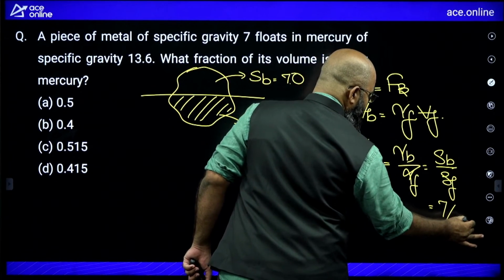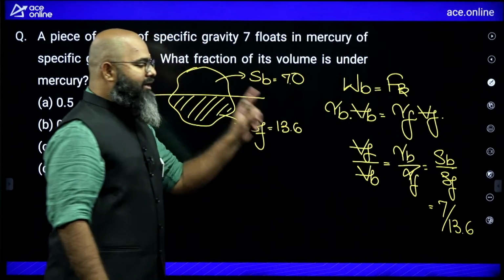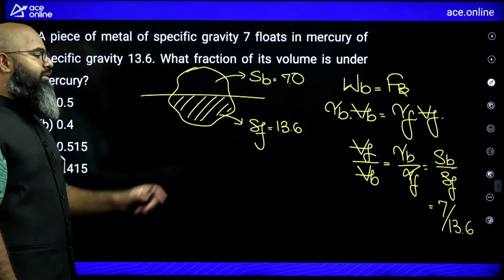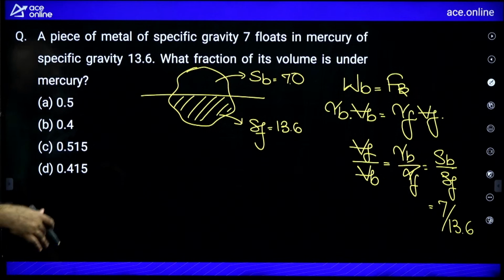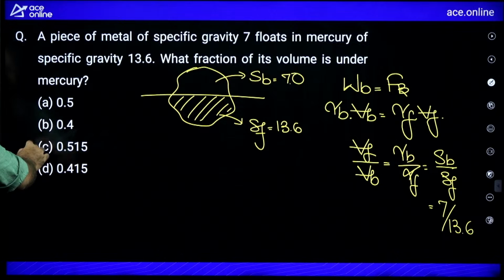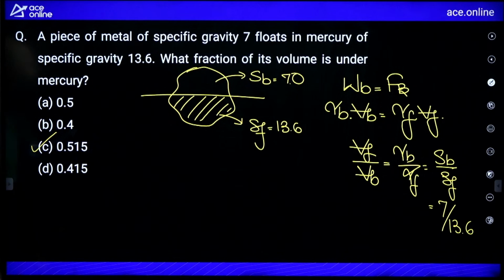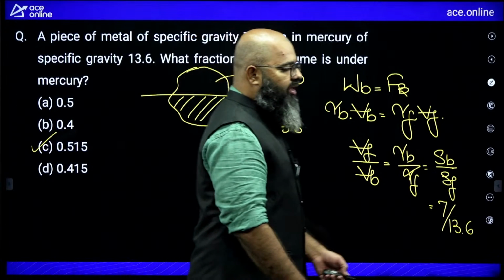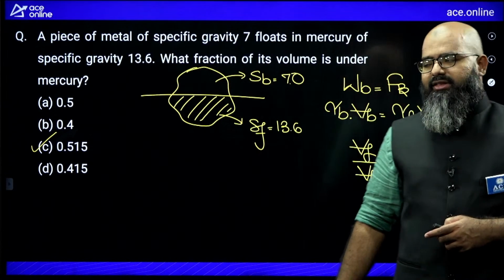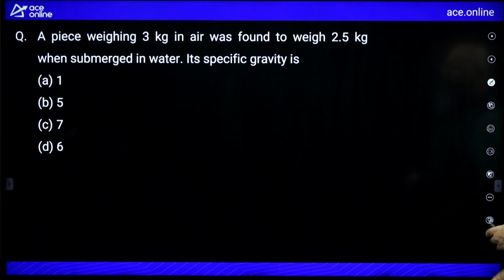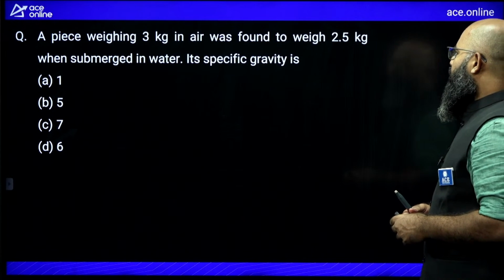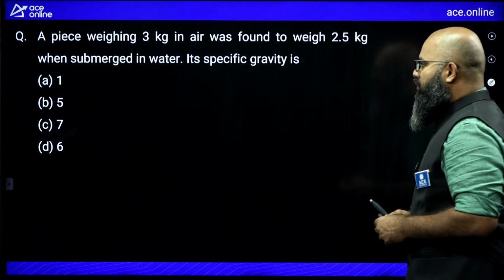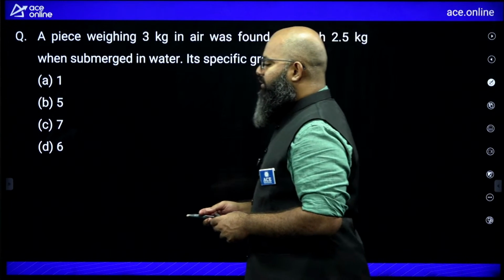7 divided by 13.6. Now imagine if it is 7 by 14, that answer would be 0.5. But it is slightly less than 14, so answer should be slightly more than 0.5. So the only correct answer over here, which is greater than 0.5, is 0.515. So option C would be a correct answer over here. I hope this is clear. Moving further. A piece weighing 3 kg in air is found to have a weight of 2.5 kg when submerged in water. Its specific gravity is how much?